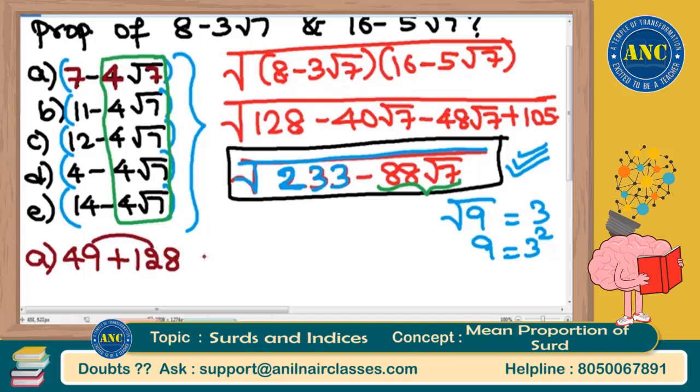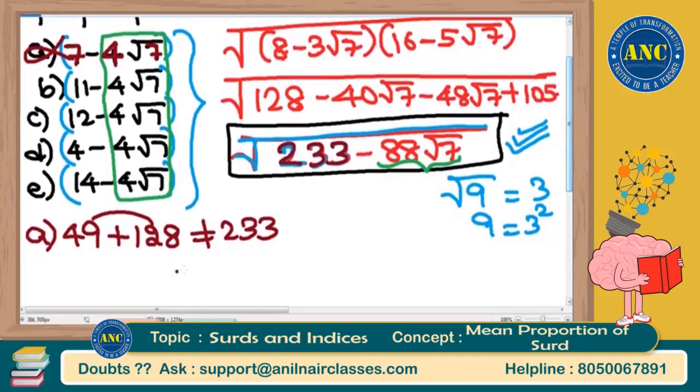Is 49 plus 128 equal to 233? No, it is not equal to 233. Eliminate it. It cannot be the answer. Smarter approach. Second option, 11 minus 4 root 7. 11 square is 121. 4 root 7 whole square is 128, right? Check it out. That is my confusion.